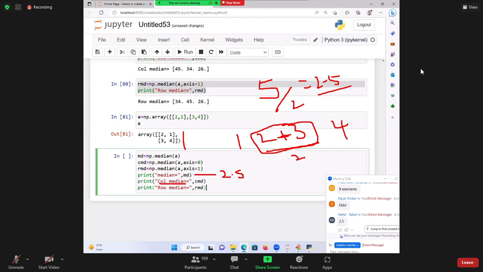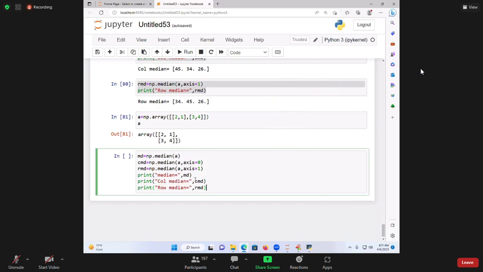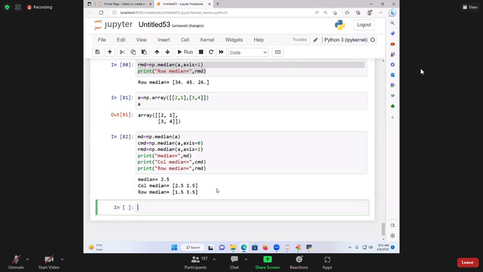Column median, you take it. What is the column median? 2 and 3, only 2 elements. 2 plus 3 by 2 is 2.5. 1 and 4 also: 5 by 2, that is also 2.5. Next, 2.5, 2.5. Row median, you take it. 2 and 1: 1.5. 3 plus 4 by 2. Right. See that now: 2.5, 2.5.